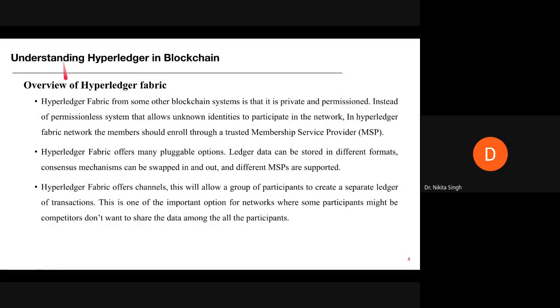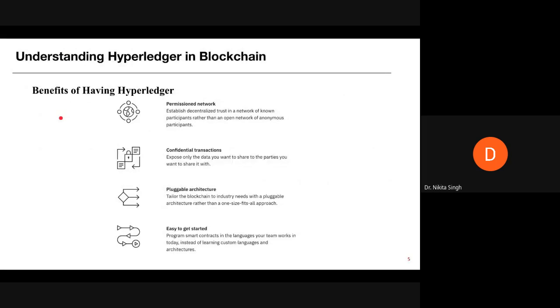So this is the overview of your Hyperledger. Here are some of the benefits. The network is permissioned, it is decentralized, it is not open. You can use it for enterprises. Then confidential transactions. Since you are developing a private blockchain network, your transaction is only exposed to the people you want to share it with.